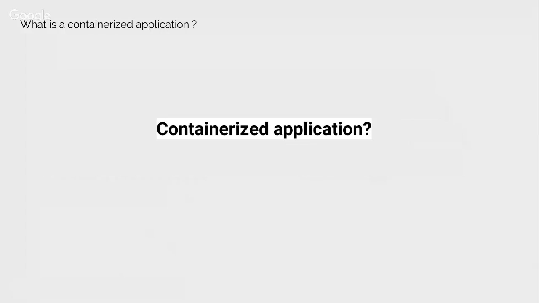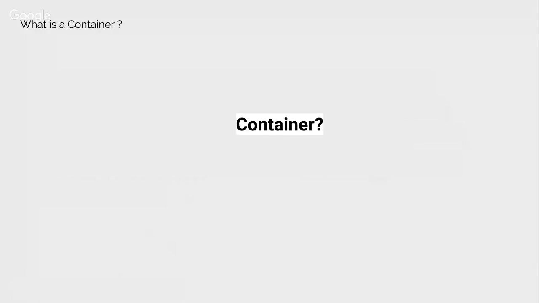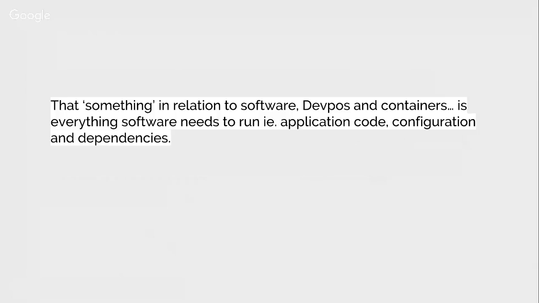So a containerized application. That sounds a little strange. So we can just say for now that it's an application that's within a container. And you're like, well, okay, what's in a container? So this is like the Webster's dictionary definition, I believe: a container is an object that can be used to hold or transport something. Now, in tech speak or DevOps, that something is everything that software needs to run. So it's the application code, configuration, and dependencies that you hold inside that container.